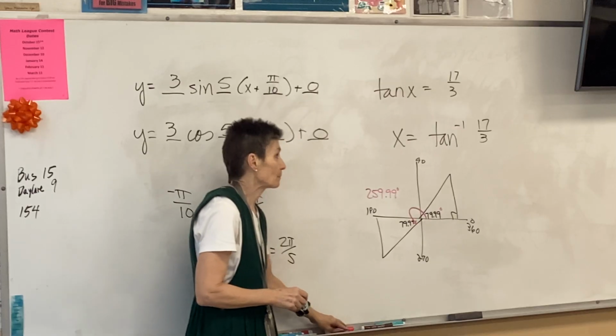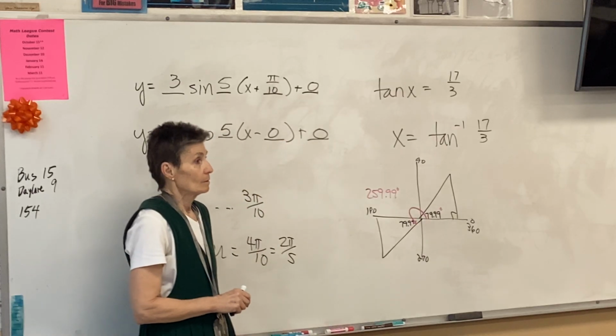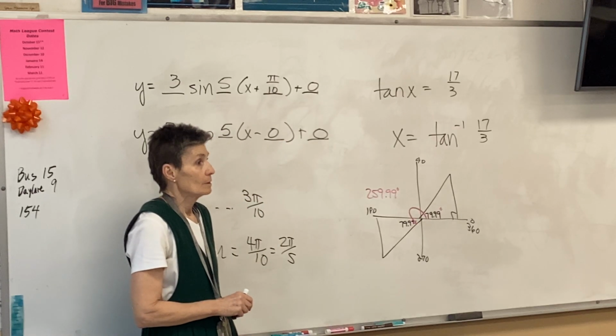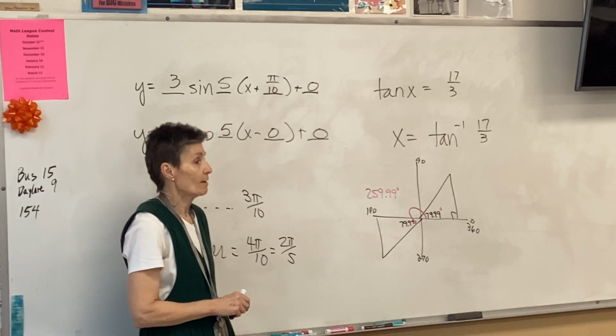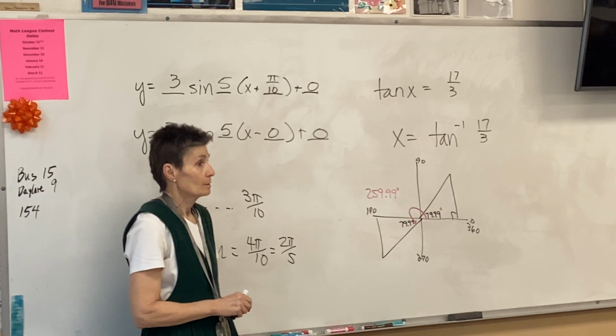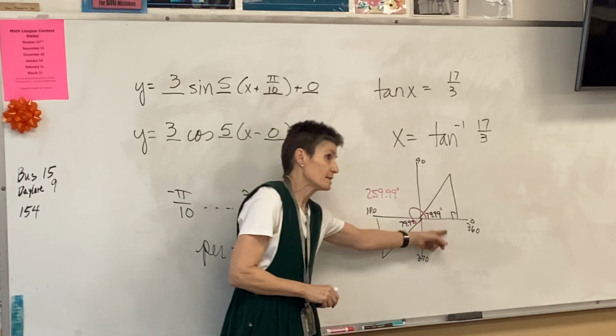If there was a triangle in the fourth quadrant, is that possible? Obviously not for this equation, but you absolutely could have one in the fourth quadrant. How much would you add? You would subtract from 360.